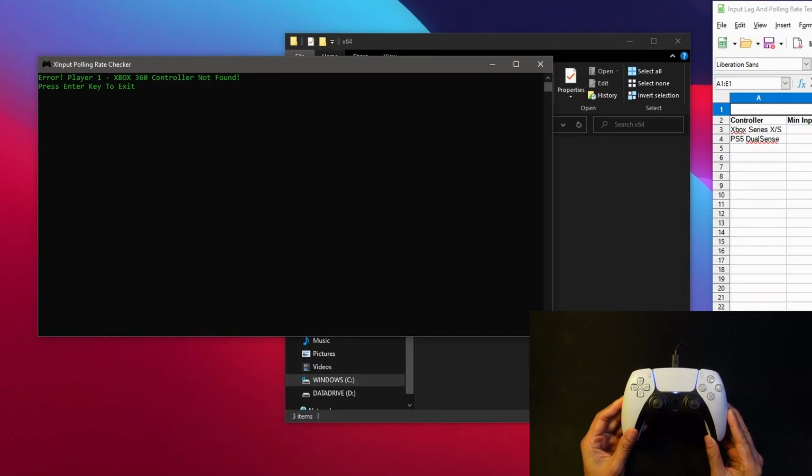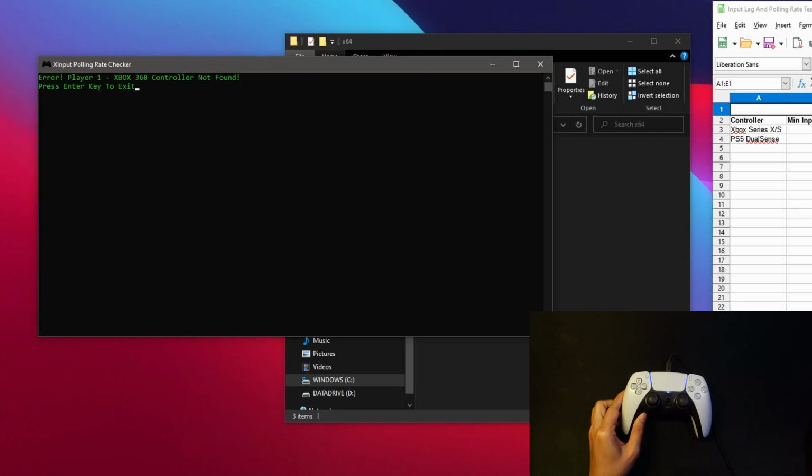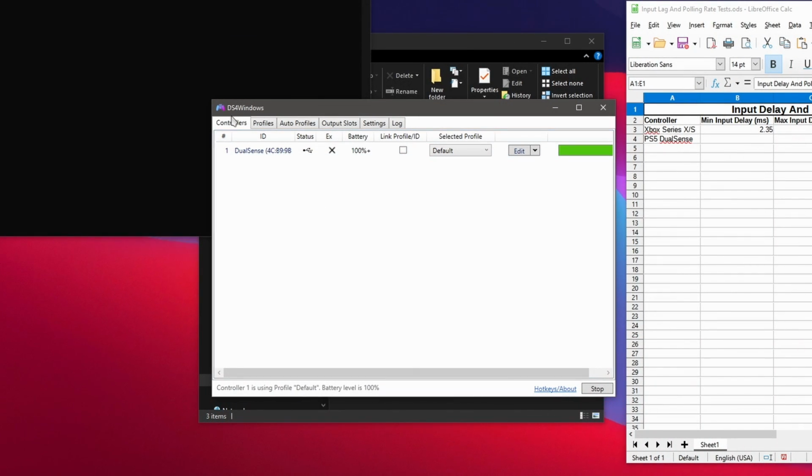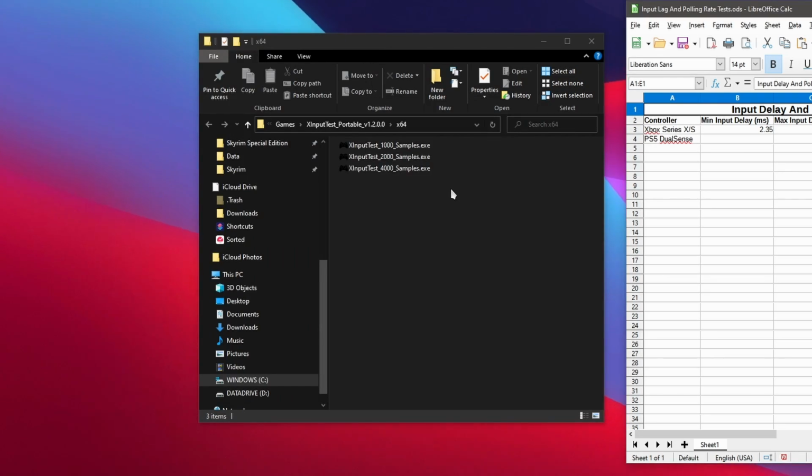Now, testing the DualSense is a little tricky. As you can see here, it's giving me an error that the controller is not found. To get around it, I'm using DS for Windows to really trick this guy into thinking that the DualSense is an Xbox controller. Alright, let's get to the test.